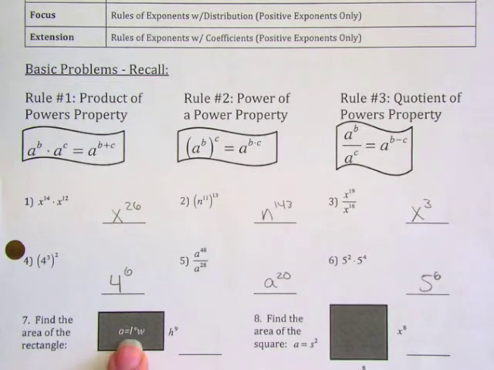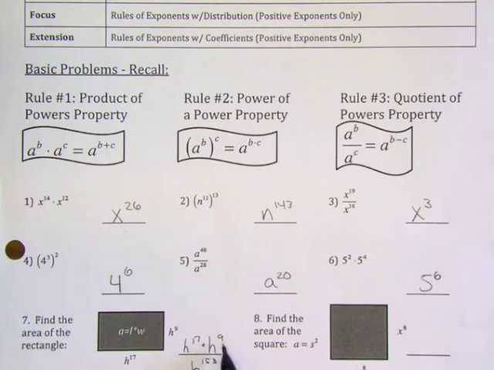Hopefully at this point you still remember your area formula for a rectangle, which means multiply your length and your width. Okay, in this case our length is h times h to the 17th. Our width is h to the 9th. To find that area, we need to multiply those two values. We need to multiply h to the 17th times h to the 9th. That's our length times our width. When we multiply that, we get h to the 153rd.